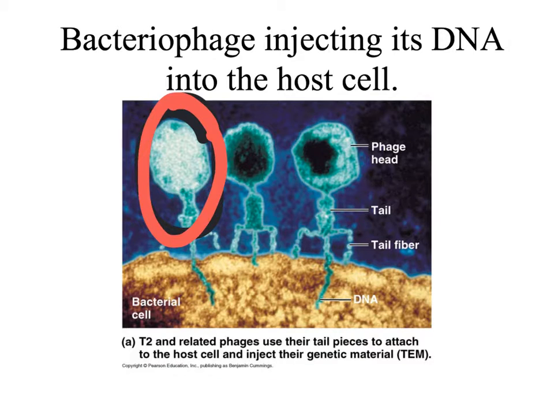Okay, so these big old things that you see are just your viruses, and it's showing you the three different parts of the virus. Your head is this thing, your tail is this area, tail fibers, and then down here you have the cell's DNA.